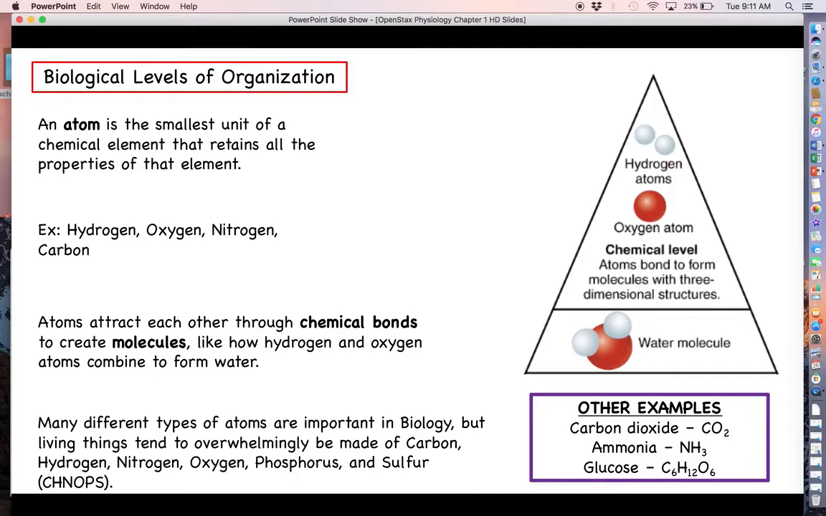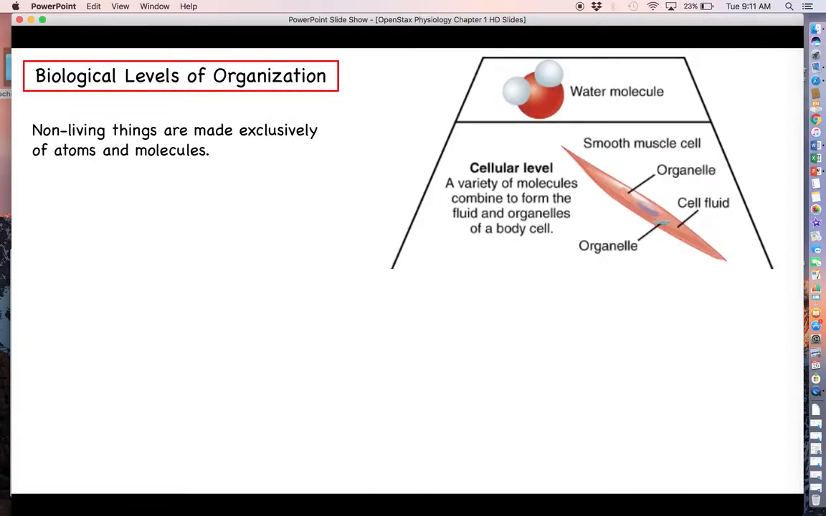So those are just 3 examples, and glucose is a particularly interesting one because at the end of chapter 2, when we start talking about macromolecules, the types of molecules that cells tend to be made of, glucose will be one of the molecules that comes into focus there.